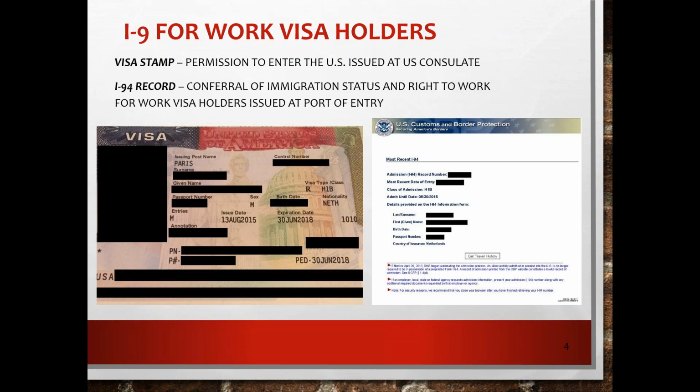That's issued by the Department of Homeland Security through CBP, Customs and Border Protection. And this document, the I-94, is the actual conferral of immigration status and related work authorization in the H-1B category.